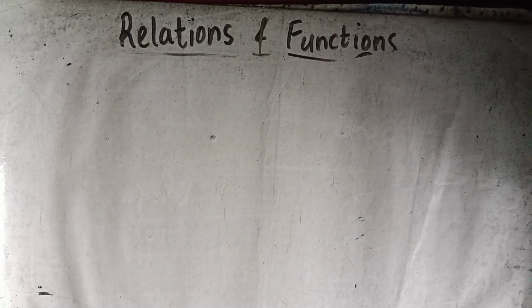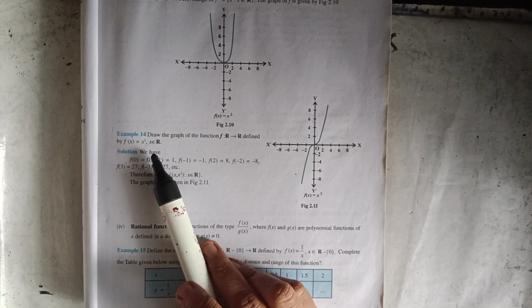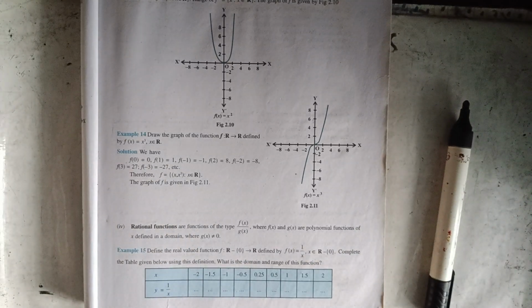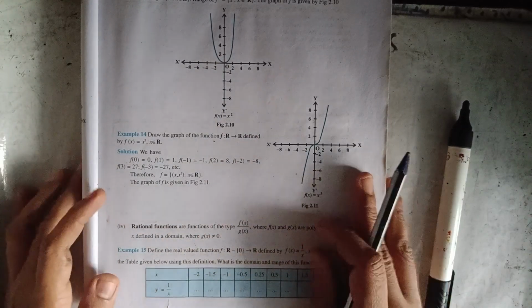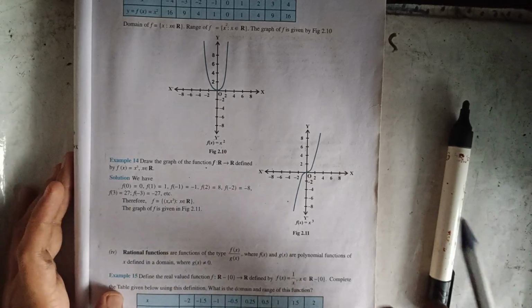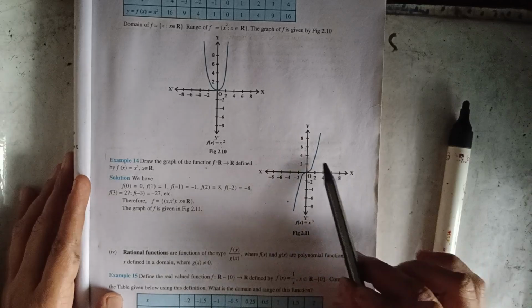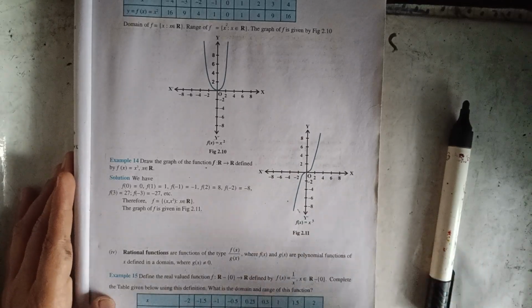Next function, in the textbook, it is given x cube. So same way you have to draw as for x square. It was like this. So for x cube, it is like this. That is, you will get negative numbers also, because minus 1 cube is minus 1, minus 2 cube is minus 8. So you will get positive as well as negative numbers.